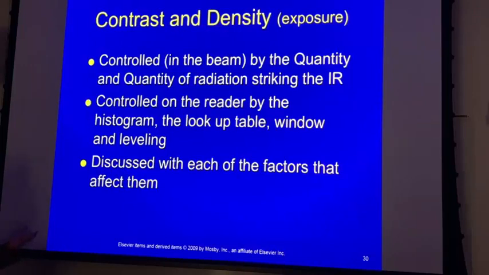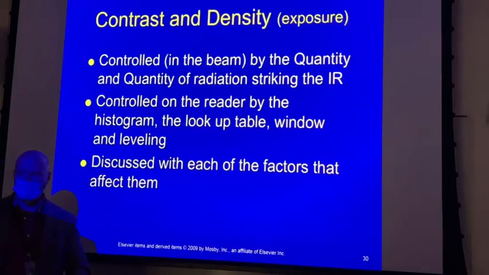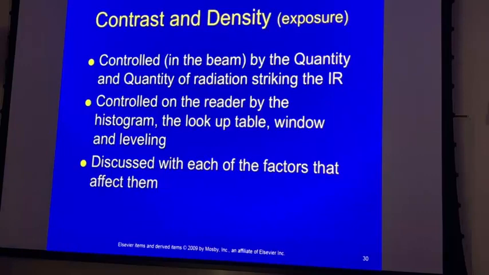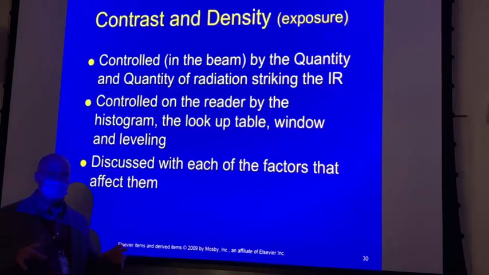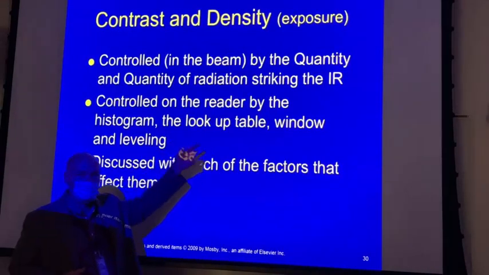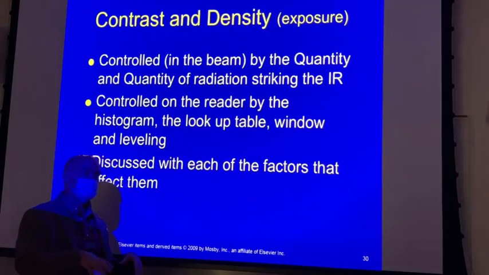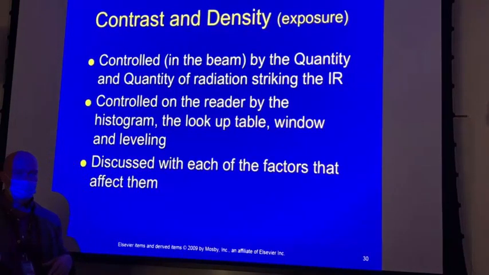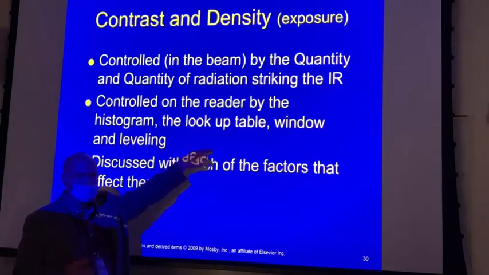So going back to the H&D curve, we've talked about the H&D curve. If you get into the shoulder or the toe portion of the H&D curve with your mAs, everything's so dark you can't see it, or everything's so light you can't see the difference in tissue types. So with mAs you can lose some contrast as well as with kVp. So it's controlled in the reader by the histogram. The difference between histogram and lookup table is subtle. The lookup table is the stored histogram. That's what's inside of the computer, where you're telling the computer that you want every hand to look like this particular histogram. That's your histogram, or your lookup table.